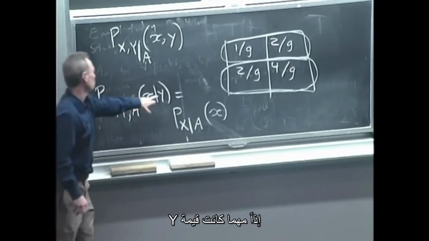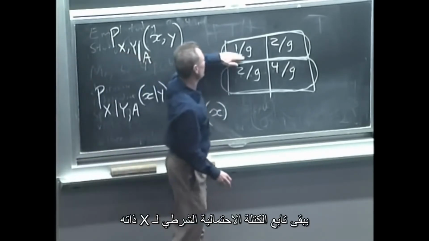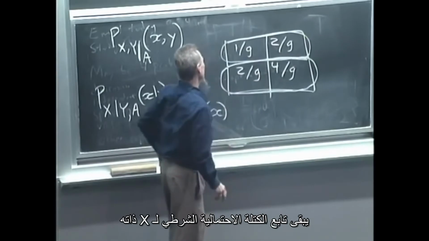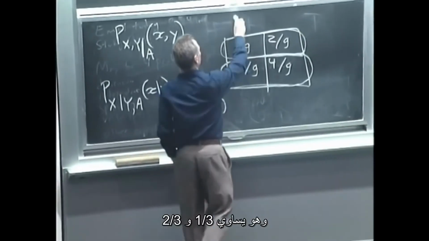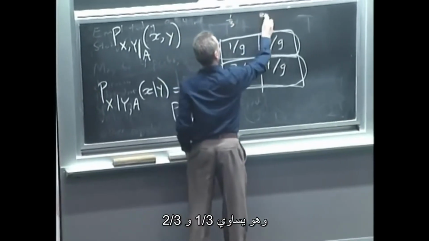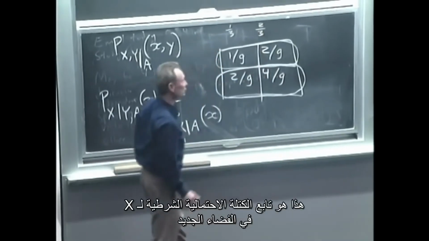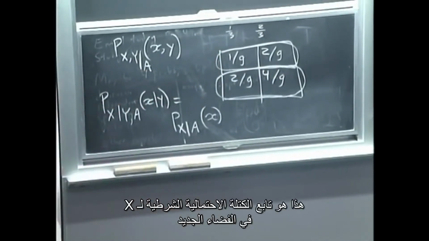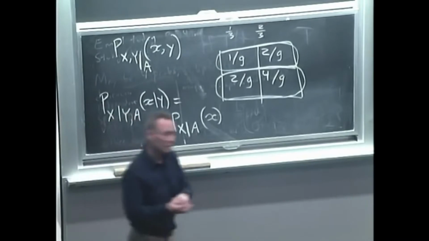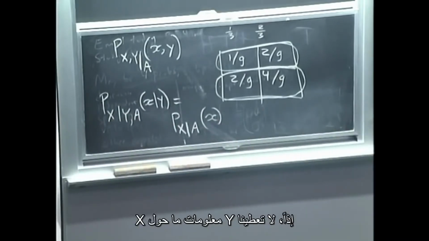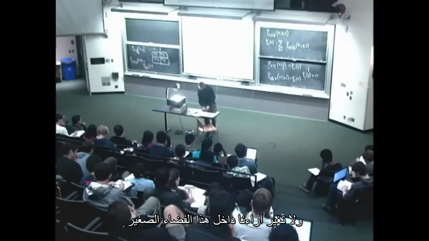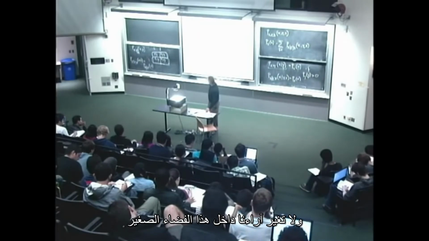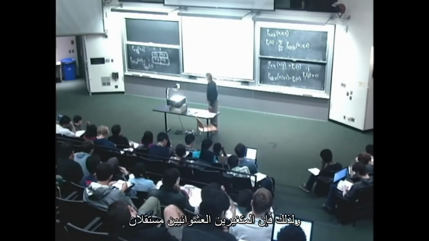So no matter what y is, the conditional PMF of x is the same, and that conditional PMF is 1/3 and 2/3. This is the conditional PMF of x in the new universe, no matter what y occurs. So y does not give us any information about x, doesn't cause us to change our beliefs inside this little universe, and therefore the two random variables are independent.